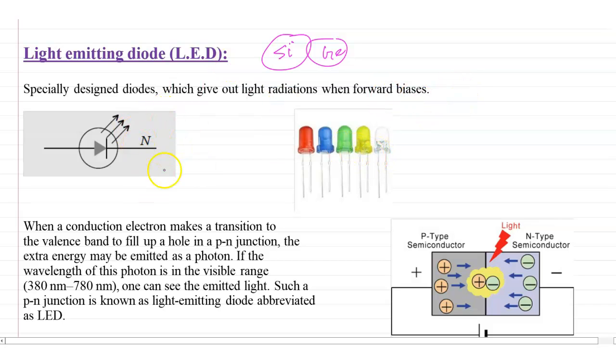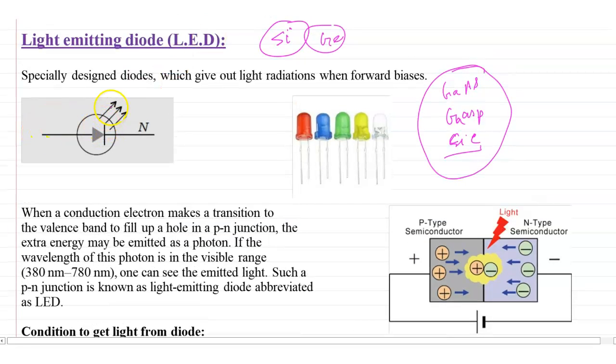These are some alloys used as semiconductors, like gallium arsenide, gallium arsenide phosphide, silicon carbide. Okay, this type of alloy is used to produce diodes of different colors. Depending on the doping concentration and material property, we can make different colors of diode. Okay, and the symbol of the diode is like this. This arrow denotes that light is emitting from the diode.